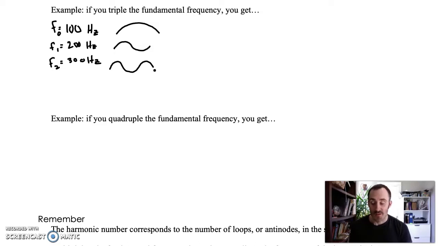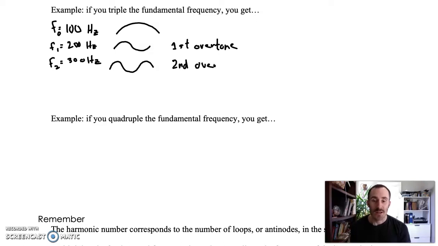triple the fundamental frequency. Now, we can also call these overtones. Okay, so the fundamental frequency is not an overtone. It's the first harmonic, though. An overtone is any natural frequency above the fundamental frequency. So this one would be called the first overtone. And this one would be called the second overtone.